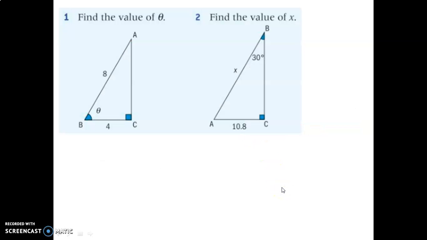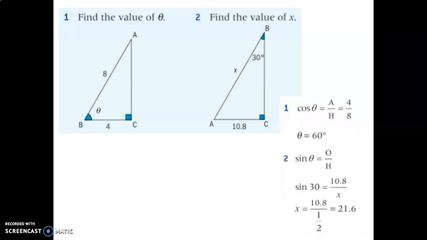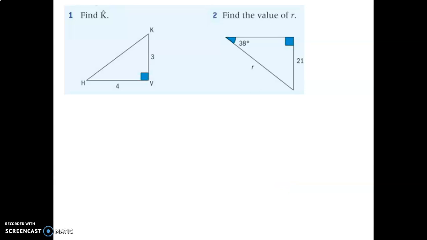All right, try these two. Now check your work. And now try these two. And check your work on these.